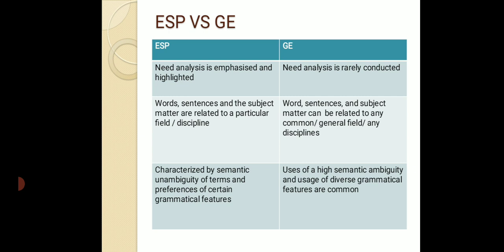So we have more unambiguity of terms in ESP because it is very specific to a particular discipline. But in general English, sometimes the word that we are using can have many different meanings, because it is not related to any specific discipline.